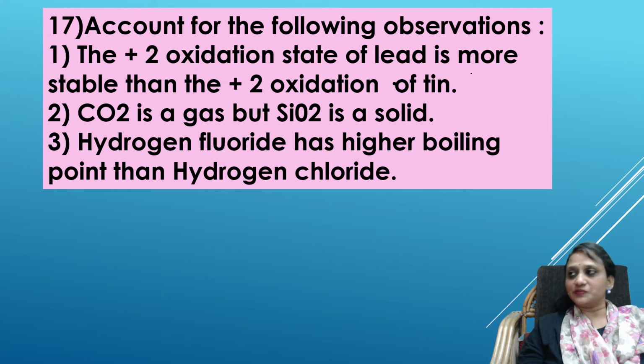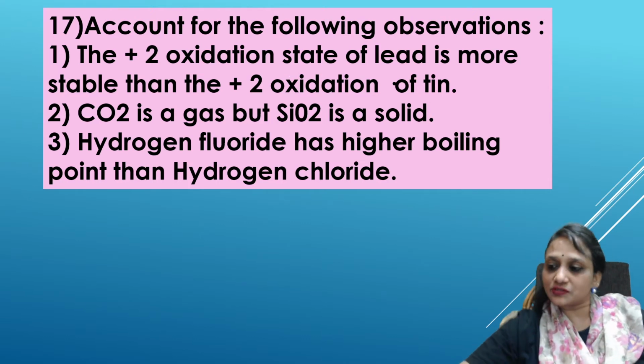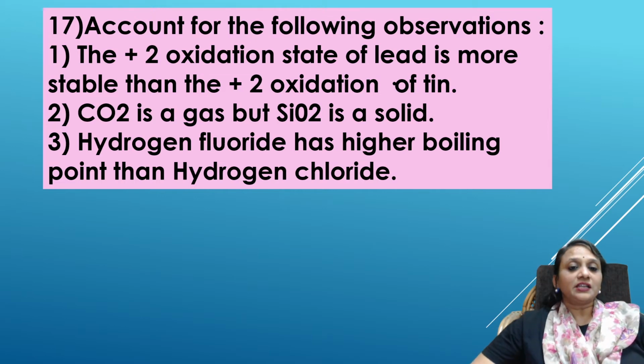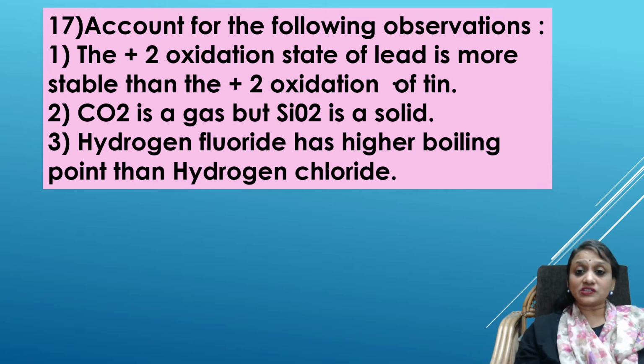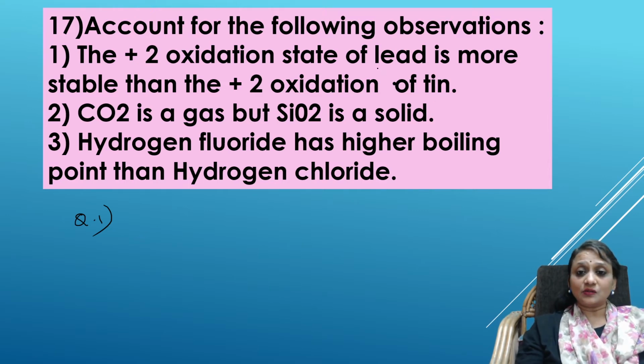Account for the following observations. What do they give me? The +2 oxidation state of lead is more stable than the +2 oxidation state of tin. That is what they've asked me. Correct, no students? So let us write the question. Question number 1. What does they say? +2 oxidation state of lead. One is lead, one is tin. I should not compare here. I have to write the reason. So no comparison here.